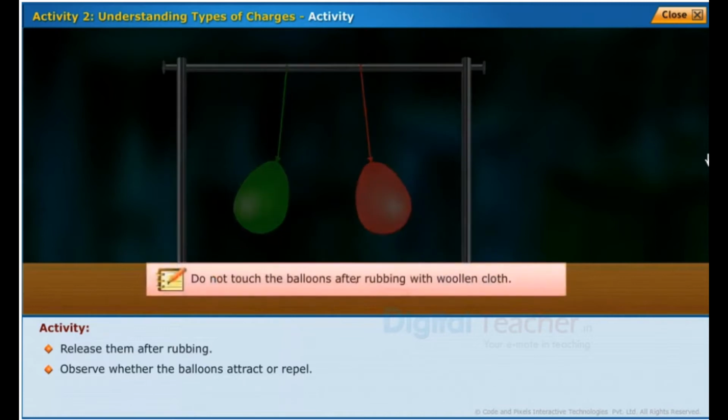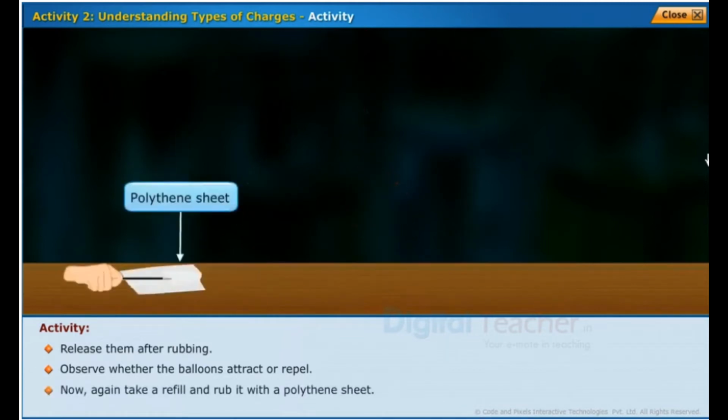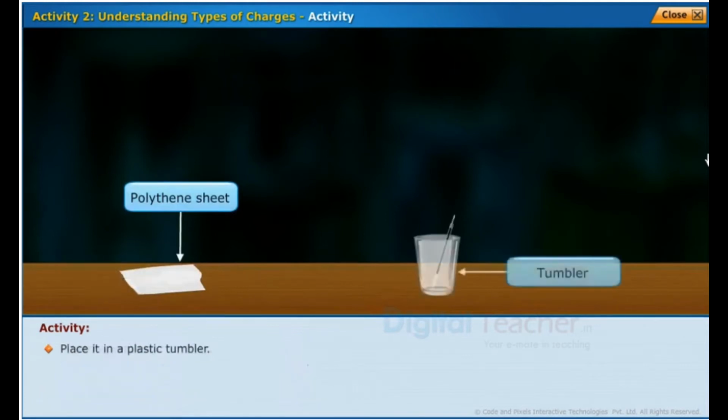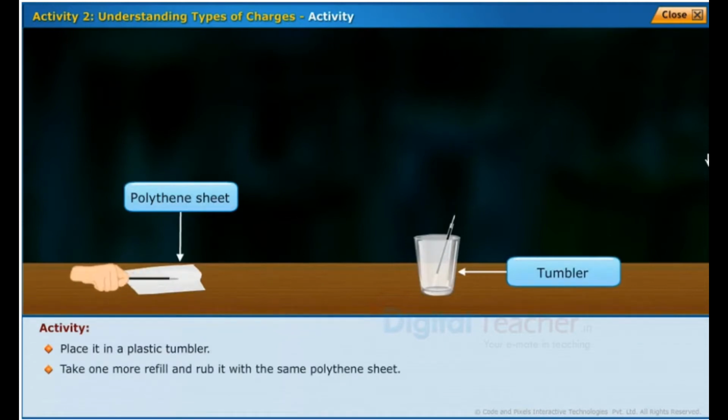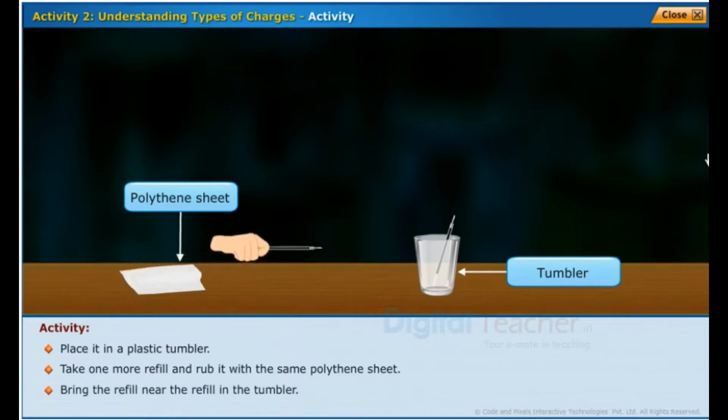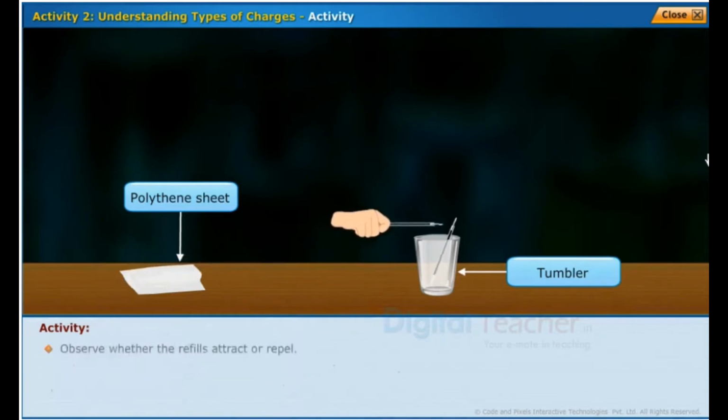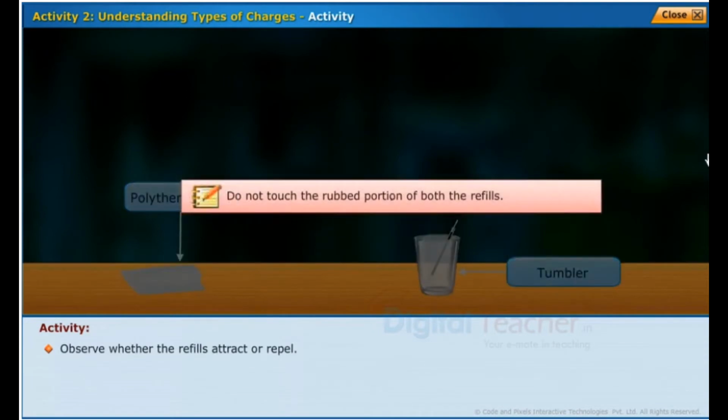Do not touch the balloons after rubbing with woolen cloth. Now, again take a refill and rub it with a polythene sheet. Place it in a plastic tumbler. Take one more refill and rub it with the same polythene sheet. Bring the refill near the refill in the tumbler. Observe whether the refills attract or repel. Do not touch the rubbed portion of both the refills.